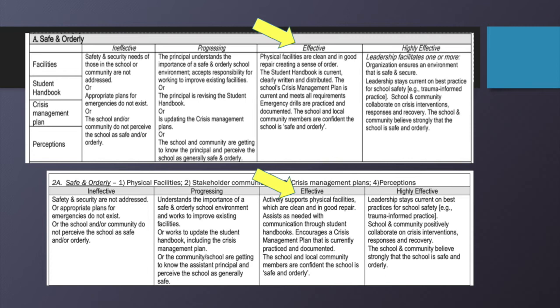That may be encouraging it with teachers, it may be encouraging it with students, it may be encouraging it with your custodial staff, or who knows, even your principal. Maybe your principal isn't an effective leader in that area, and therefore you are encouraging that to take place because you know that's what needs to happen. And before we leave 2A, I almost forgot to point out the elements identified with this, which are facilities. It's a focus on facilities, student handbook, crisis management plan, and perceptions.